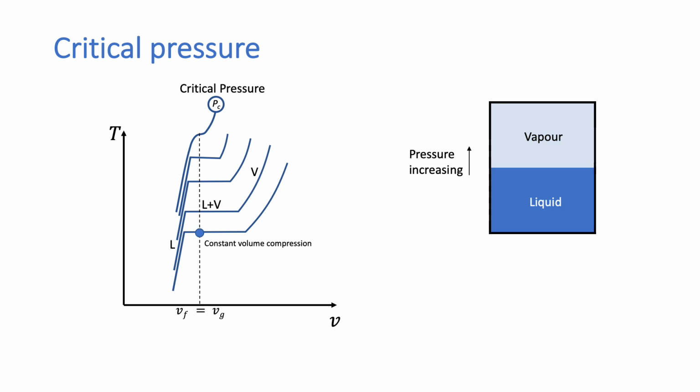However, let us look at what happens if we have a constant volume compression process. So if we have this vapor and liquid mixture and we start increasing the pressure, then eventually we will reach the critical pressure. At this point, the refractive index of both the vapor and the liquid become the same, and we will see that the interface between them disappears. At this point, it no longer makes sense to talk about a vapor or a liquid. We have only a single phase in our system, and this is known as a supercritical fluid.